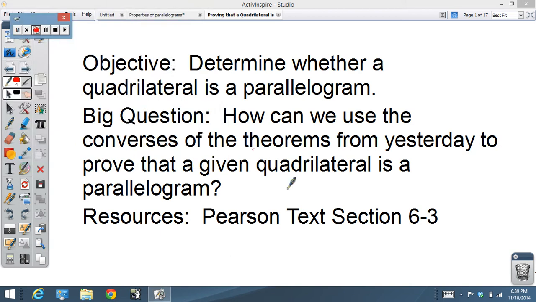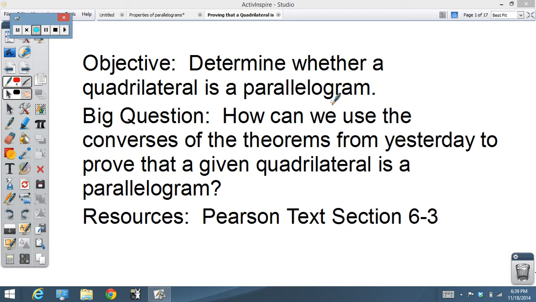Hi guys. So, moving on with our whole idea about parallelograms. In fact, now we're moving backwards. Yesterday we learned all the theorems that pertain to what happens with angles and sides and diagonals if something is a parallelogram. Today, basically, we're going to look at quadrilaterals and try and decide if they are a parallelogram. Okay, I said that weird.